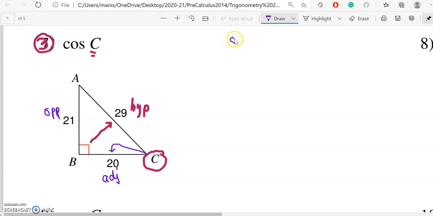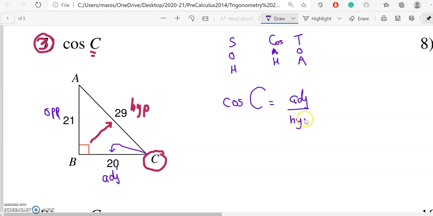Now we will write the mnemonic, SOH CAH TOA. So this is your cos. It is adjacent over hypotenuse. So I'll write over here cosine of C is equal to what? Adjacent over hypotenuse. Okay. So what is the value of the adjacent side in this? That's your 20. And hypotenuse is what? 29. So your answer is 20 over 29.